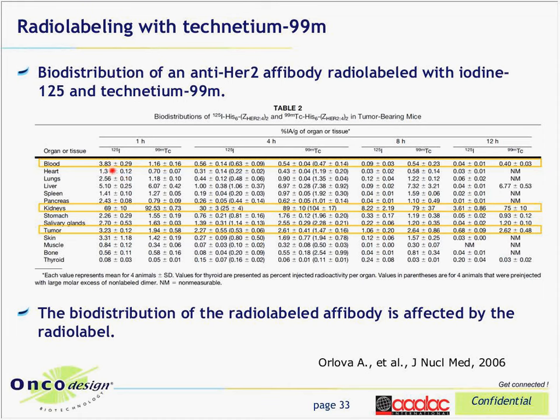As an example, 1 hour post injection, the percent of injected dose per gram is 3.8% for iodine and 48.2% for technetium. If we move to 12 hours post injection, only 0.04% for iodine versus 0.4% for technetium, and also a difference in kidneys, again at 12 hours, around 4% of injected dose per gram for the iodine antibody versus around 75% for the technetium radiolabeled antibody. So once again, the distribution of the molecule is different depending on the isotope that was used for radiolabeling.